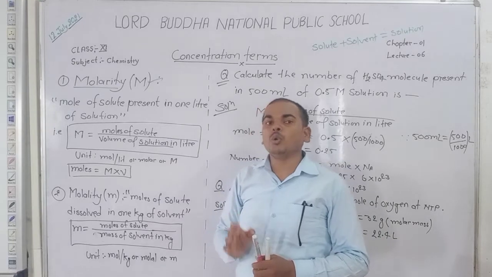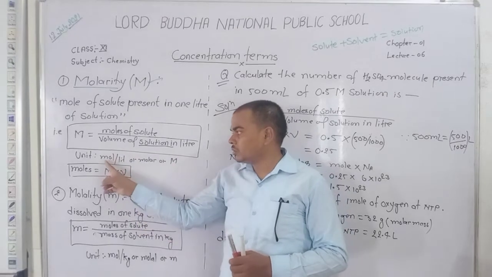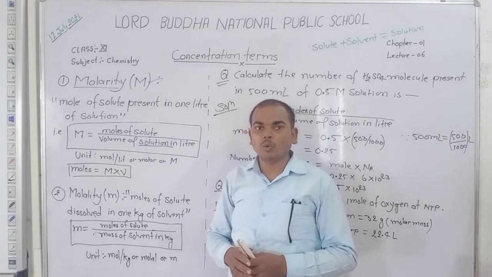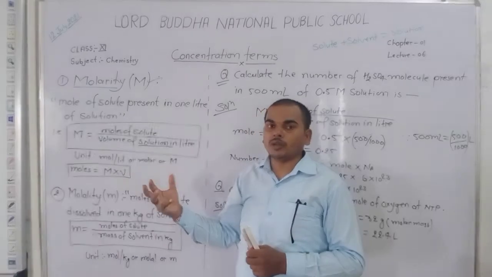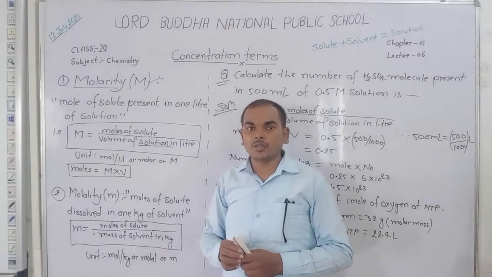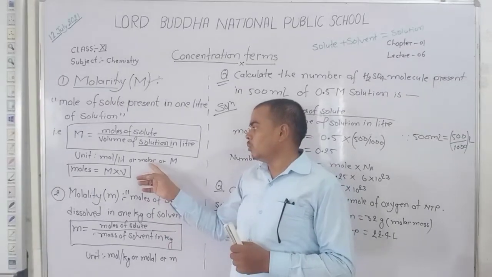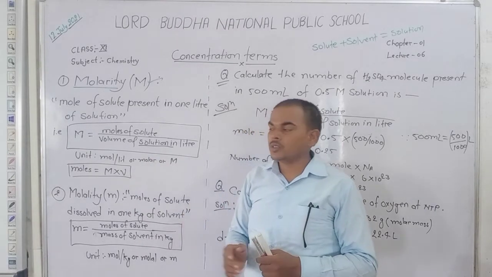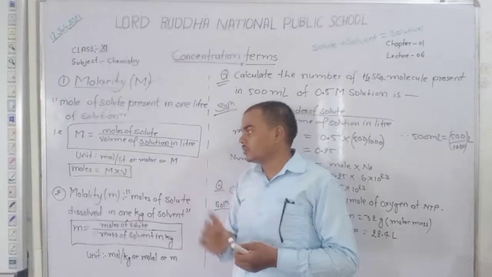Dear student, you know that the unit of amount of substance is mole, represented by the symbol mol. Volume of solution is represented in liter. So the unit of molarity is mole per liter. In place of mole per liter, we also write molar or capital M. Here the meaning of capital M is molar.